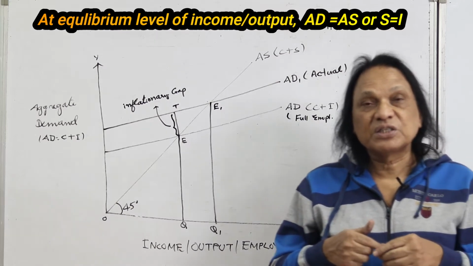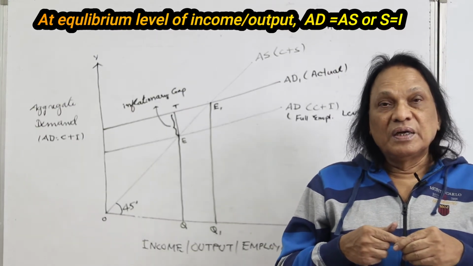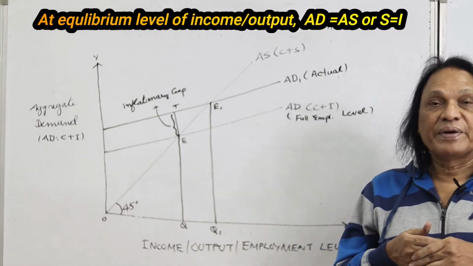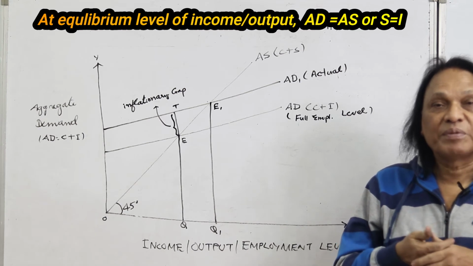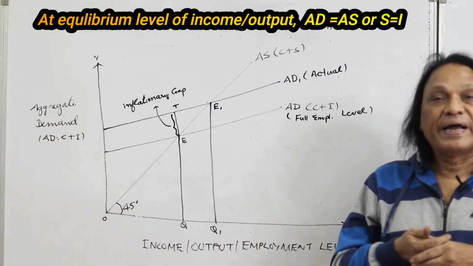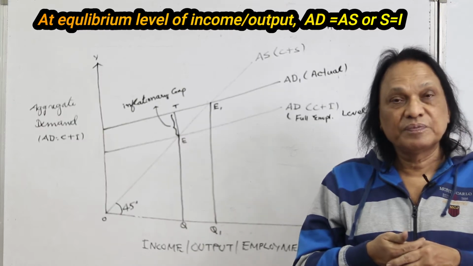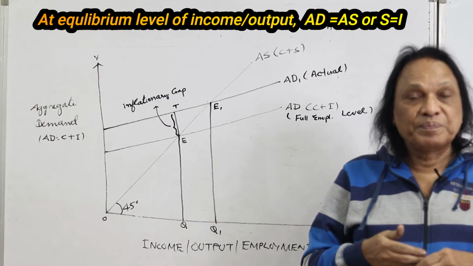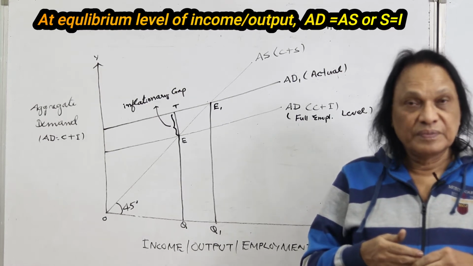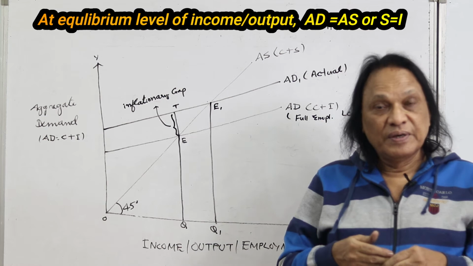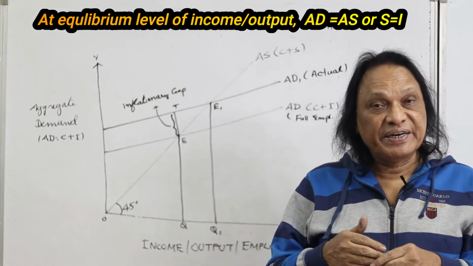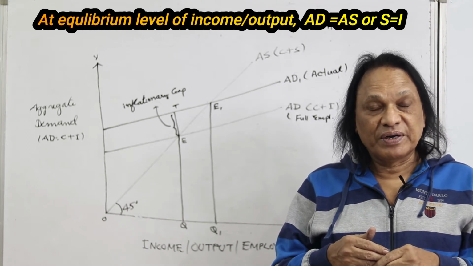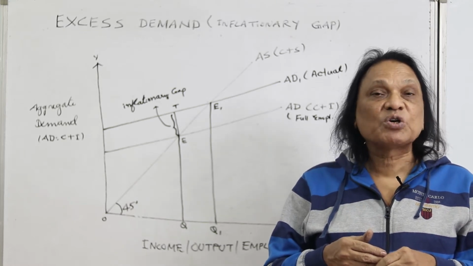What exactly is excess demand? At the equilibrium level of income, employment and output, the economy has reached the full employment level of income, employment and output, where aggregate demand is equal to aggregate supply. All of a sudden the aggregate demand goes up. So there is a difference between AD and AS. Aggregate demand is greater than aggregate supply at the full employment level. That situation is called excess demand.